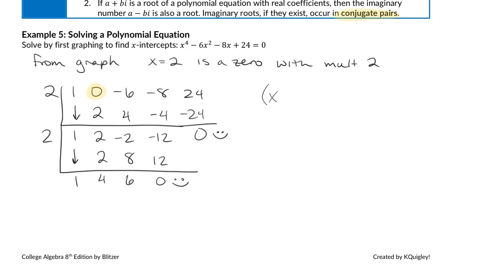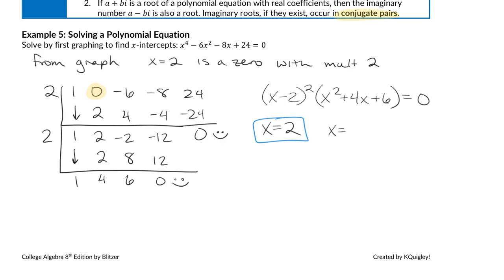Meaning I would have x minus 2 squared multiplied by x squared plus 4x plus 6 equal to 0. And I'm not even going to attempt to factor that quadratic because we know it's not going to work. There's no numbers that multiply to 6 and add to 4. My first 0 is at x equal to 2 with multiplicity 2. My other 0 is going to come from x equals negative b plus or minus the square root of b squared minus 4 times a times c, all over 2 times a.